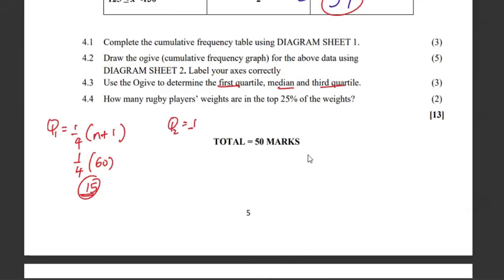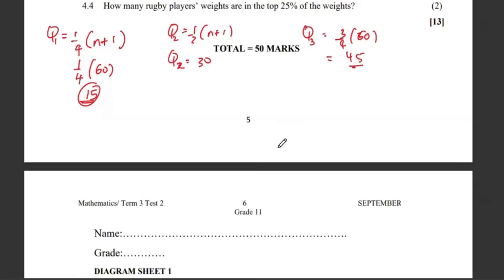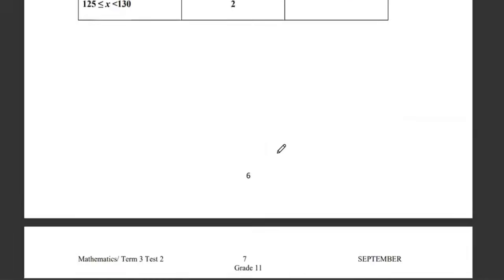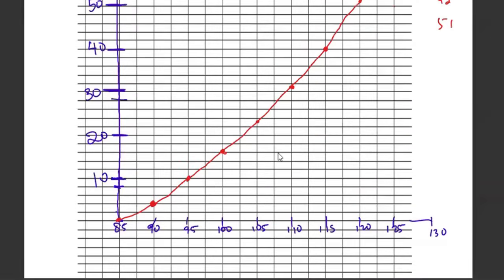Let's look at the position of Q2, a half of n plus 1, which means the position is going to be 30. And then let's look at Q3, 3/4 of 59 plus 1, which is 60. And that's going to be, is it 45? That's a 45, so position 45. Okay, so these positions can be obtained from the cumulative part. So 15, 30, and 45. So 15, that's 12, 14, 15.